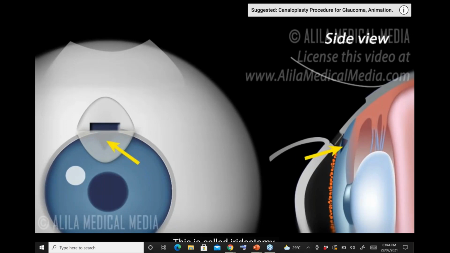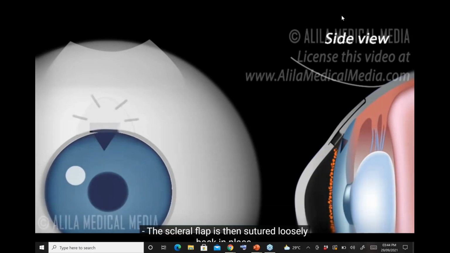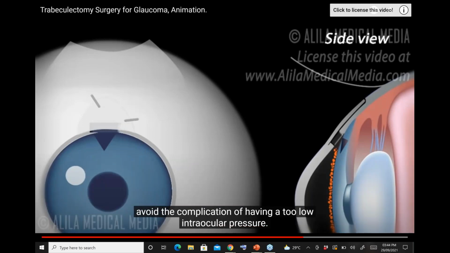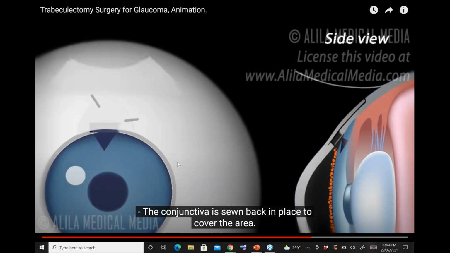The scleral flap is then sutured loosely back in place. These sutures can be released gradually during a couple of weeks after surgery. This allows adjustment of the aqueous flow to achieve target pressure and to avoid the complication of too low ocular pressure. So you can see the conjunctiva is sewn back in place to cover the area.